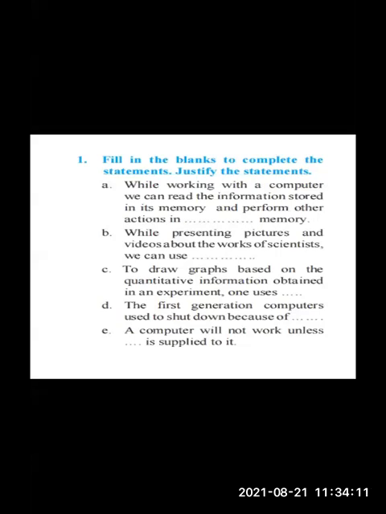So what is the answer one? Answer one is internal or primary memory. Okay, now second: while presenting pictures and videos about the works of scientists, we can use dash.